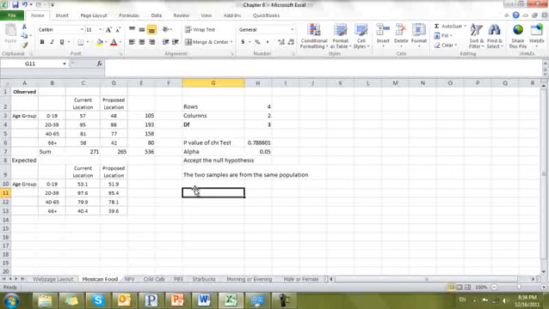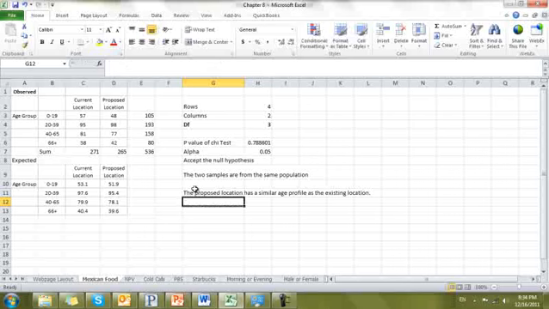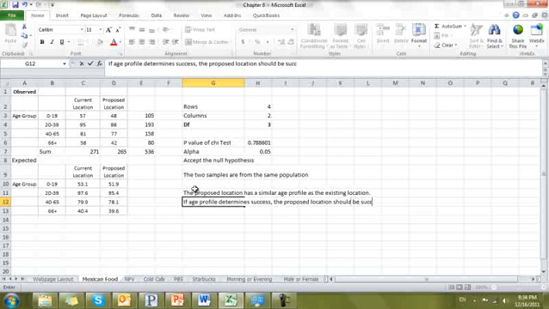So what's the conclusion you would tell this marketer? The proposed location has a similar age profile as the existing location. If age profile determines success, the proposed location should be successful.